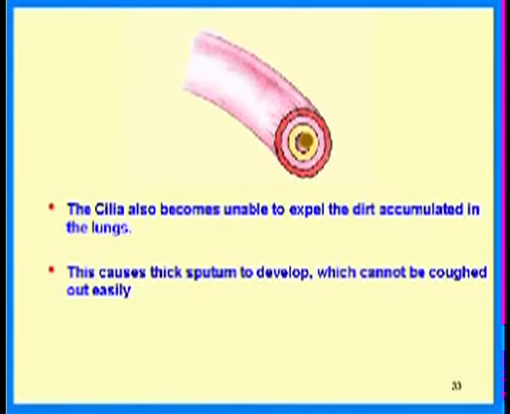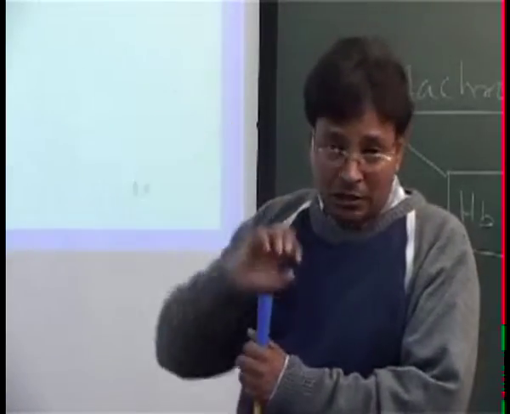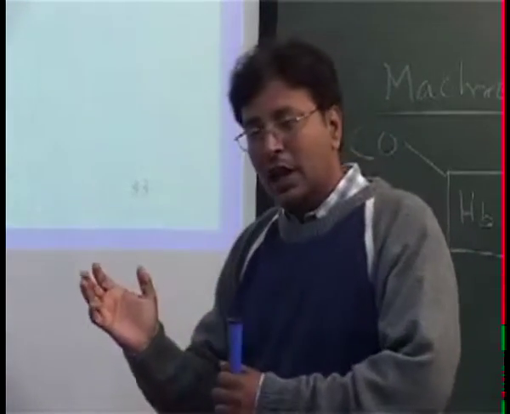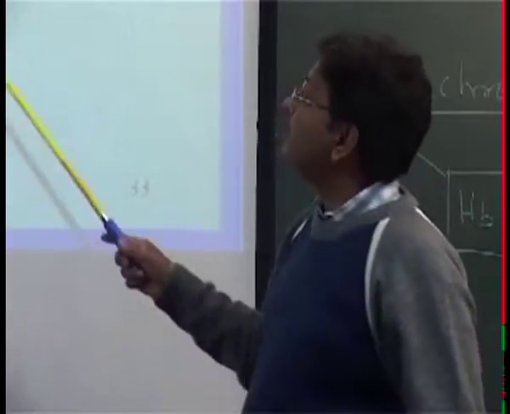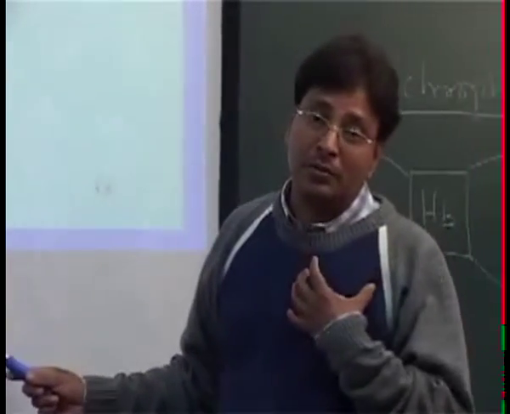The cilia also become unable to expel the dirt accumulated in the lungs because of so much mucus. This causes thick sputum to develop. This mucus and sputum should also travel. It is not stationary; it takes the particles and travels like a mucociliary elevator against gravity, but then it becomes so thick that it stops there.